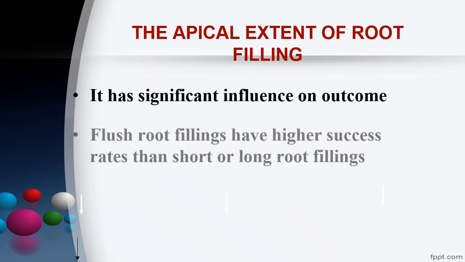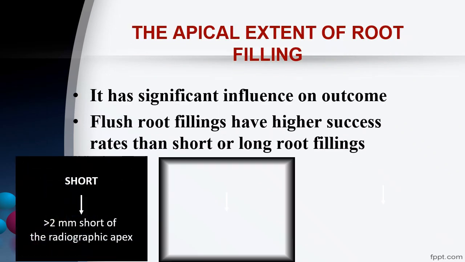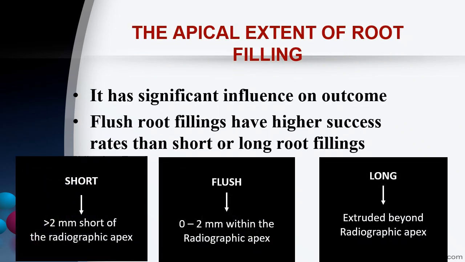The apical extent of the obturation can be defined in three ways: short obturation, flush, or long obturation. Short is more than 2 mm short of the radiographic apex. Flush is 0 to 2 mm within the radiographic apex. Long is extruded beyond the radiographic apex. The ideal extent of the obturation is that it should be 1 to 1.5 mm short of the radiographic apex.